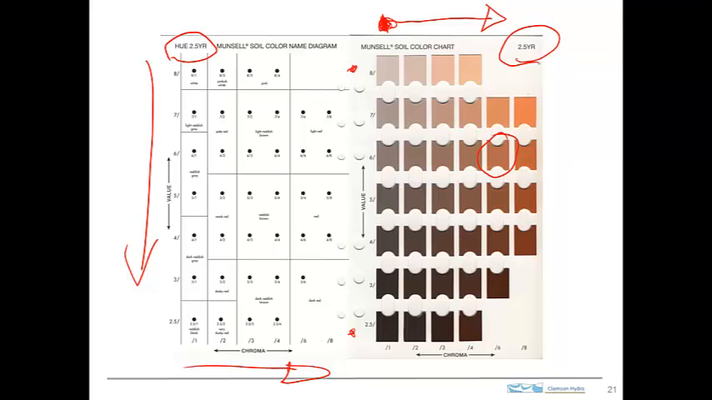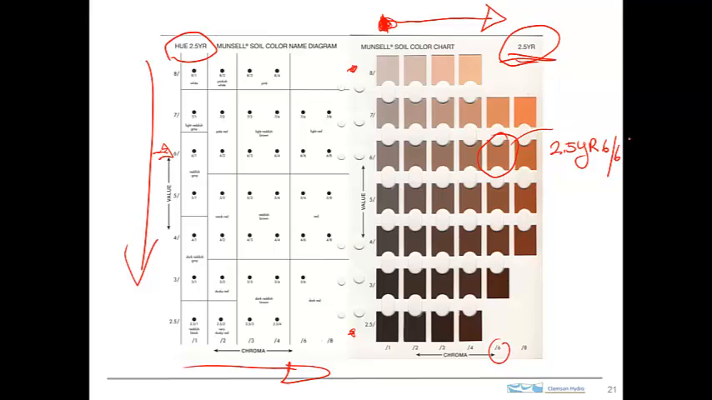The way to determine the color we've selected: the whole page is 2.5 YR, and the value is given right there, and the chroma is given right here. We'll describe it as hue, value, chroma. So that chip is 2.5 YR, and the value would be 6, and the chroma would be 6.